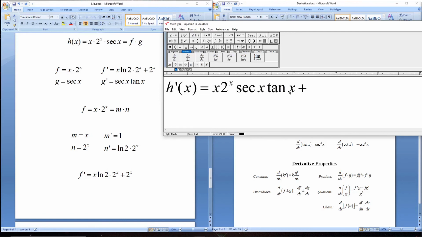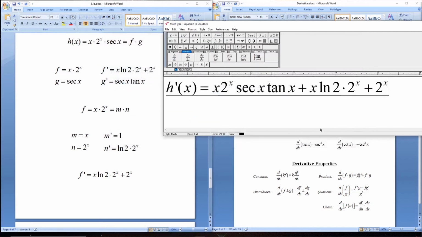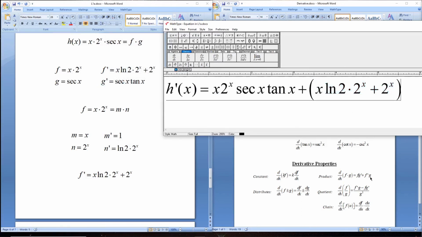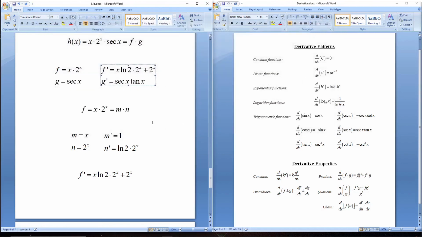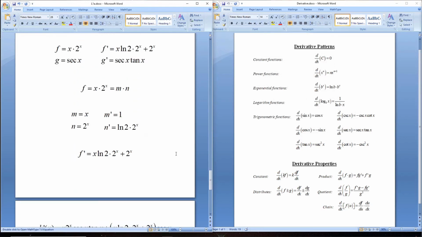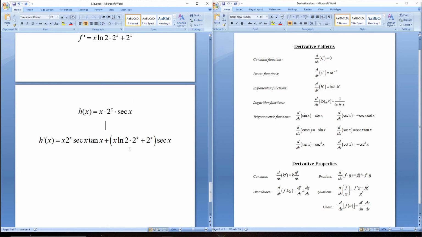So going back to h prime, we're at plus. So the derivative of f. Here's the derivative of f. Plug all that in. And this is going to be multiplied. So we're going to have to use a parentheses around that. That's all going to be multiplied by g, which is secant x. And now, there's nothing that says your answer has to look pretty, but there it is.